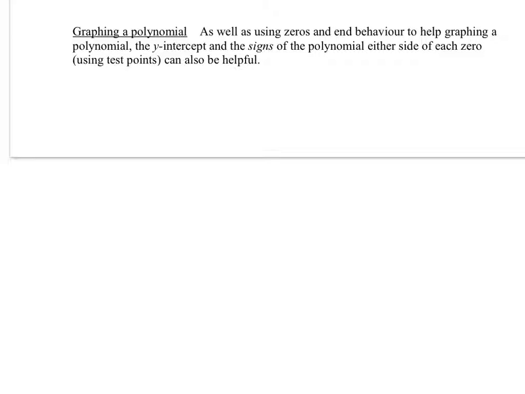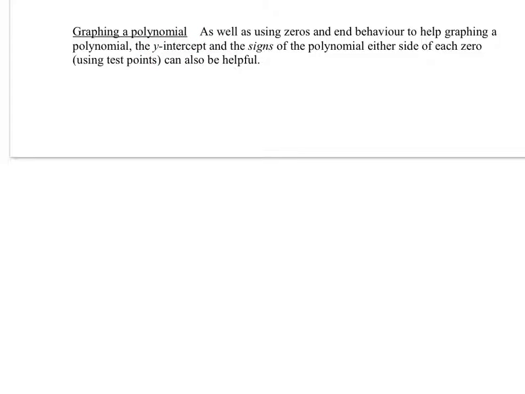In this video, we're going to look at how to graph a polynomial, or at least to get some kind of sketch of a polynomial. We're going to use any zeros. By zeros, I mean where it crosses the x-axis. We're going to look at the end behavior, like what happens way out at the right and way out at the left. The y-intercept, where it crosses the y-axis.